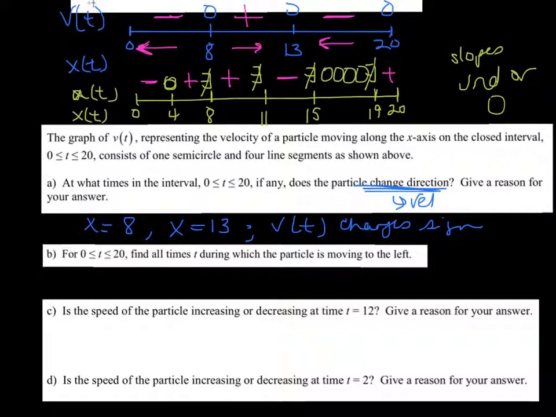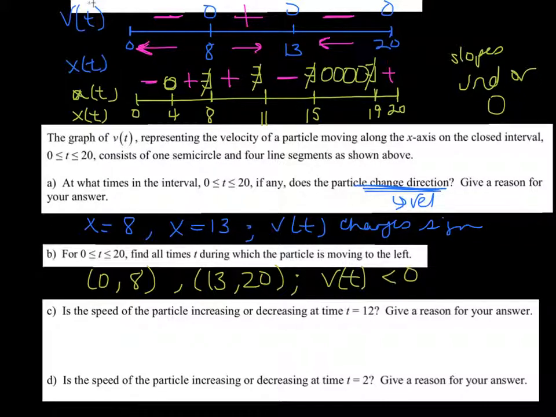Okay, part B, find all times t during which the particle is moving left. So when is the particle moving to the left? Look at your arrows on your v of t sign chart. That would be the interval 0 to 8, and again from 13 to 20. And the reason would be because v of t is less than 0.